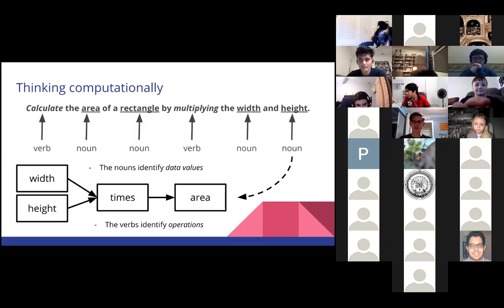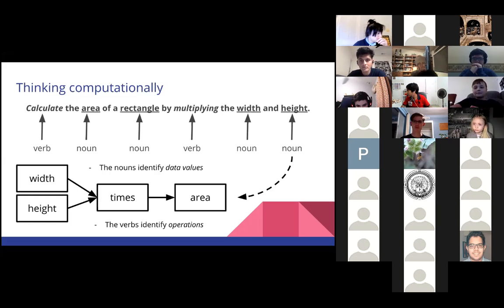So moving on, we can translate that into what we call a conceptual model, as shown by the flowchart here, where the nouns identify data values that will become variables when we put it in a program, and the verbs identify operations, how we proceed with the data values to manipulate them and get the things that we want to investigate in our scientific experiment. So we input width and height, and we insert them into the times operator, and that gives us our area.